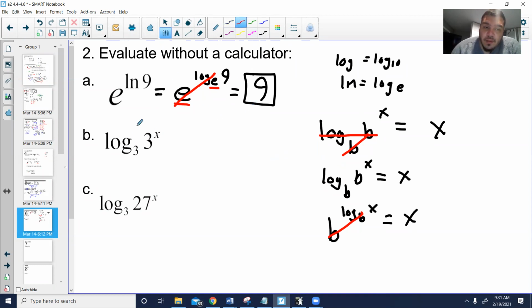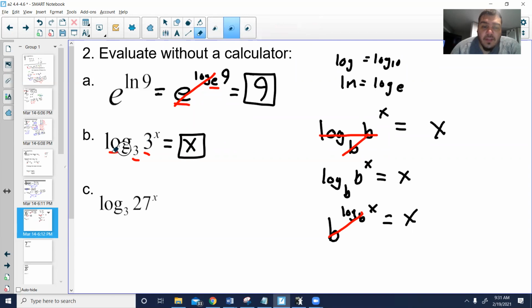Next one, log base 3 of 3 to the x. You know what's really nice? Base 3, base 3, they cancel out. You're just left with x. Again, you have the base of the log and the base of the exponent being the same value. You can cross them out.